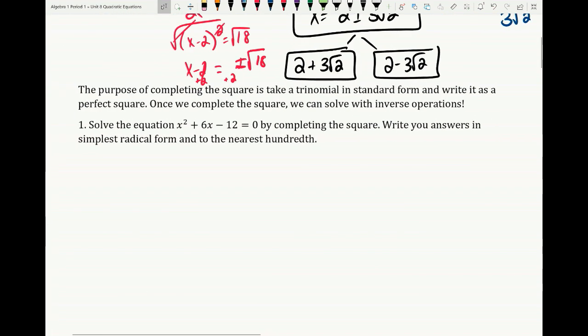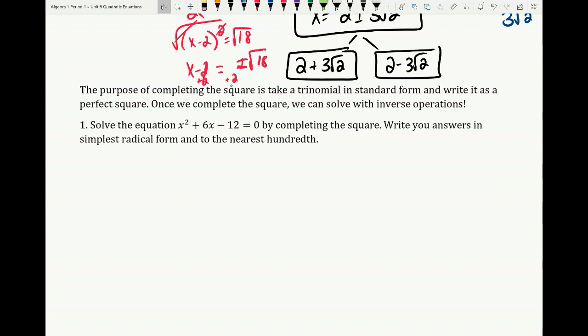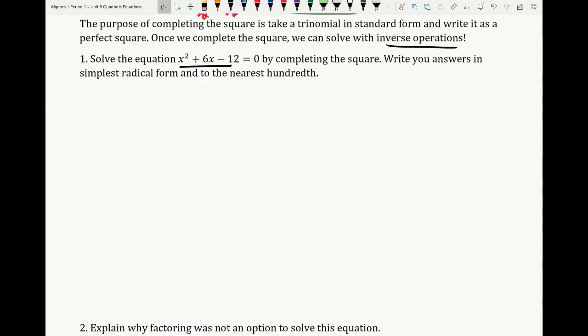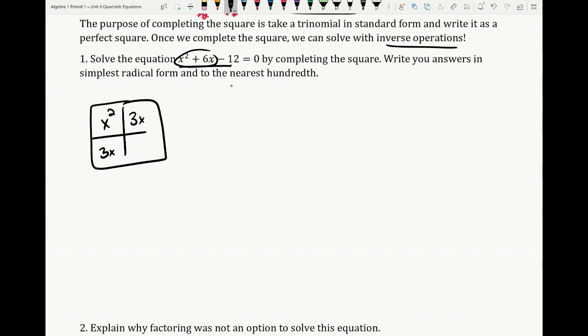So the purpose of completing the square is to take a trinomial like I have here and turn it into a perfect square so I can use inverse operations. Solve this equation by completing the square. So what I'm going to do is I'm going to look at those first two terms and make my square. X squared, cut the middle term in half, plus 3 gives me a magic number of 9.